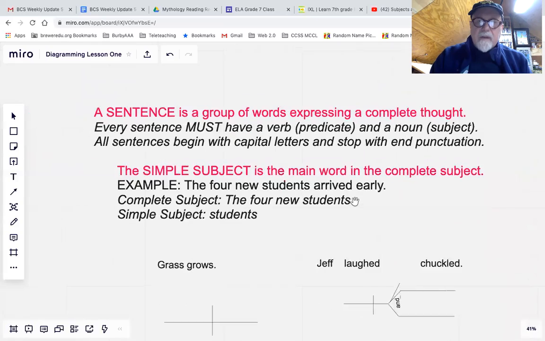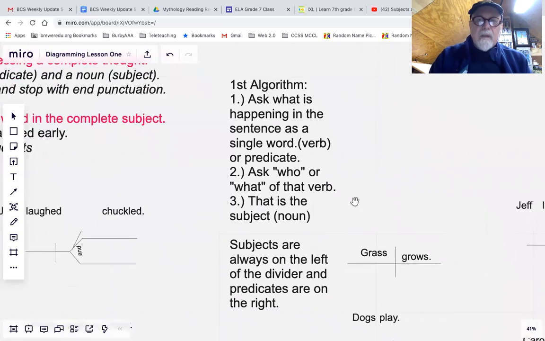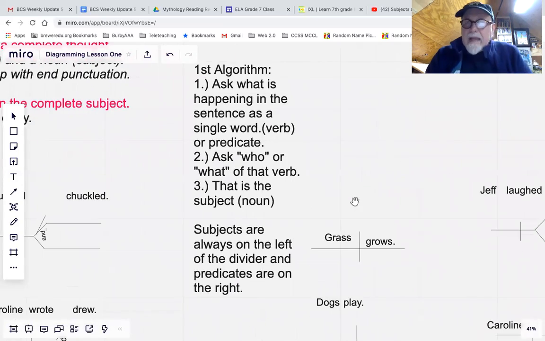I figured this out a long time ago. The first thing you're going to do is ask what is happening in the sentence. You're going to look at the sentence and find the verb, the action or the state of being. Usually for the first few sentences we do, we'll mostly just do actions. So what's happening? And then once you figure out what's happening, you ask who or what of the verb. And that gives you the subject. What's happening is the predicate, and who's doing it is the subject.